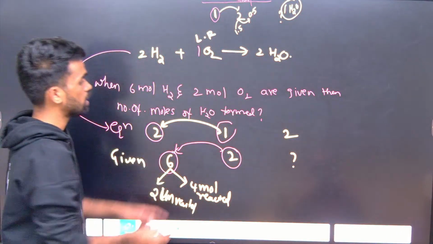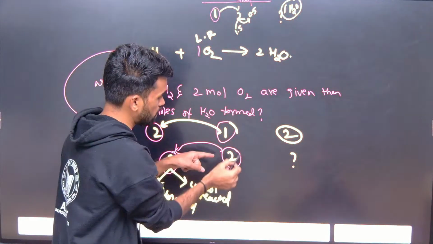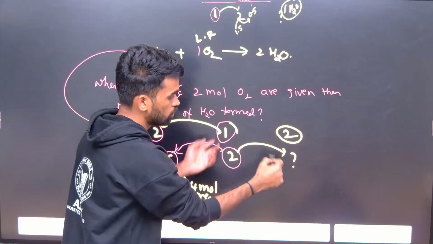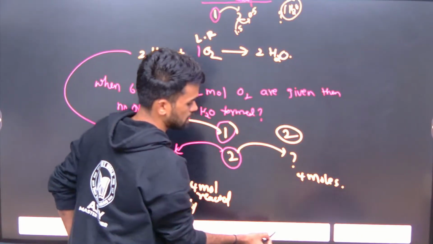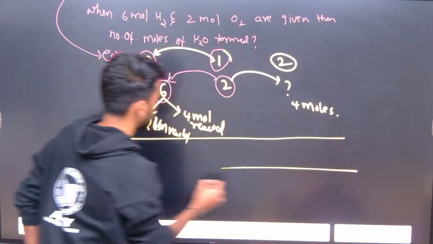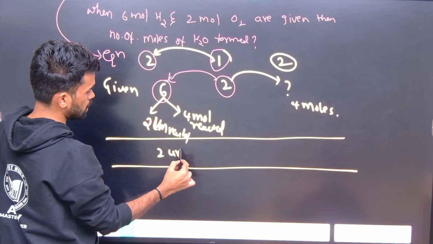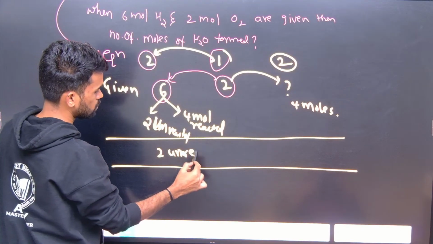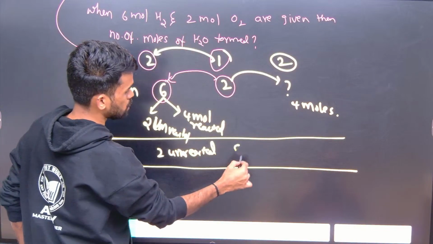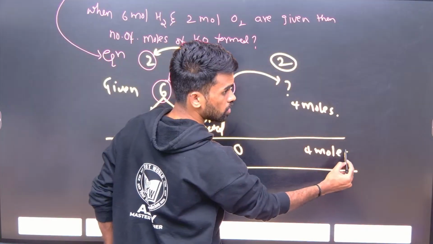Yes. So for each 1 mole, how many moles are forming? 2 moles. For each 2 moles, it should be 4. So the product formed is 4 moles. Now what is the net resultant? Tell me. This will be 2 moles unreacted, and this will be 0 mole, and 4 moles of product. Is this clear or not?